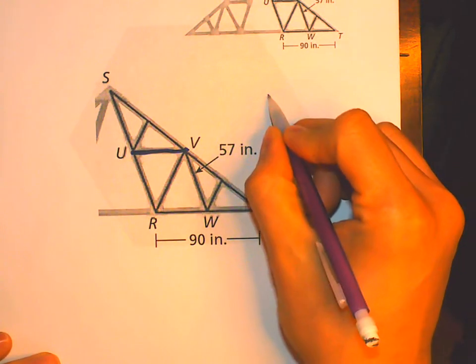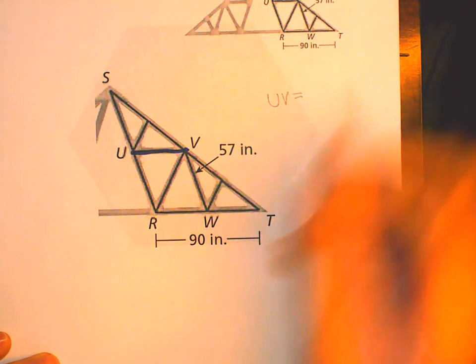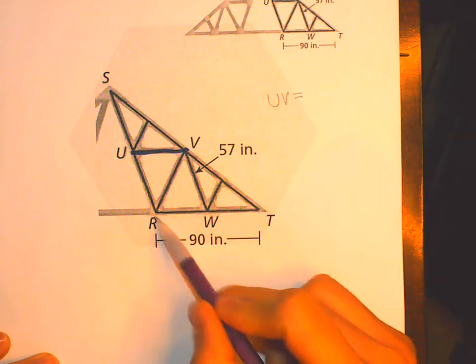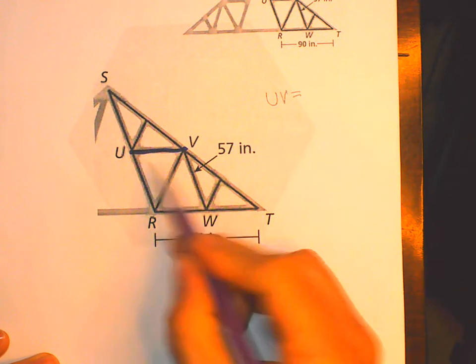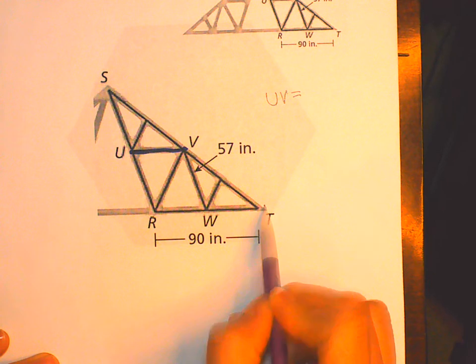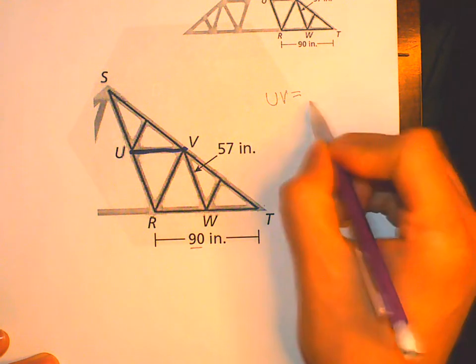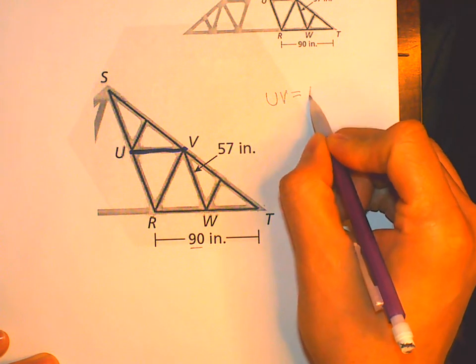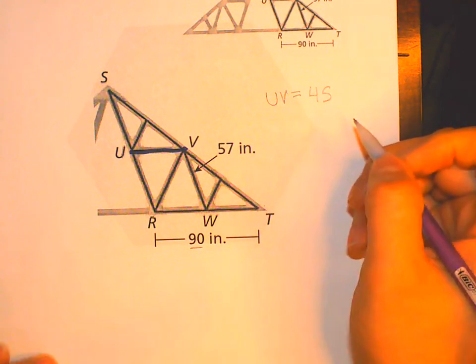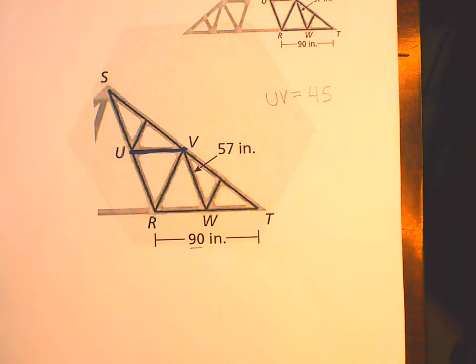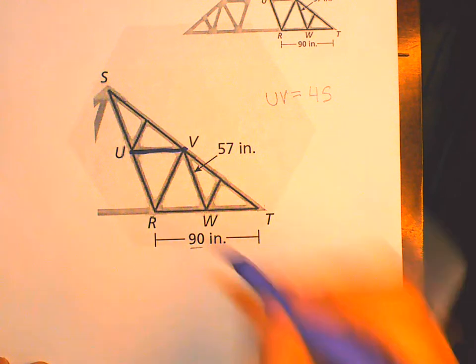UV is easy. Remember, UV is a mid-segment of the triangle, which means that it's going to be half of this. So UV is not only parallel to RT, but it's also half of that. So that means that half of 90 is going to be 45. So UV is 45. Now we want to find what RS is.